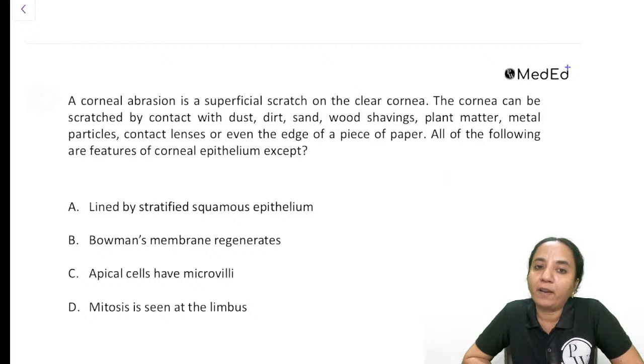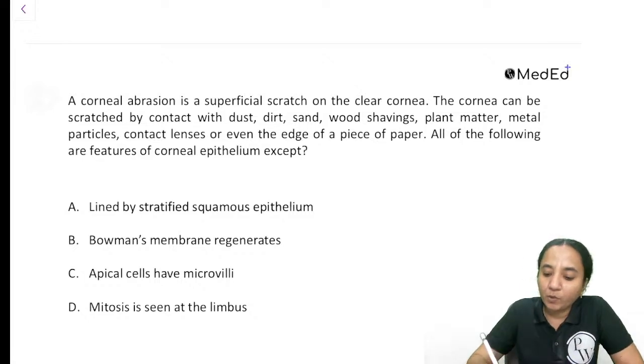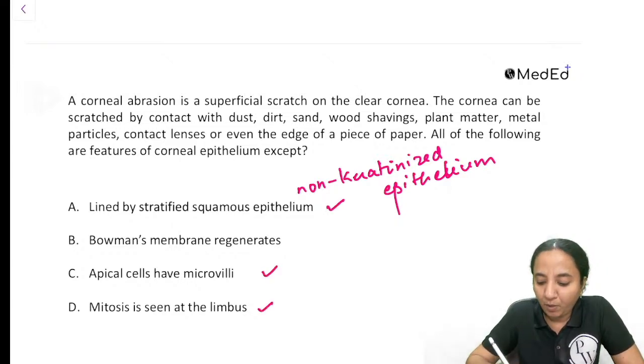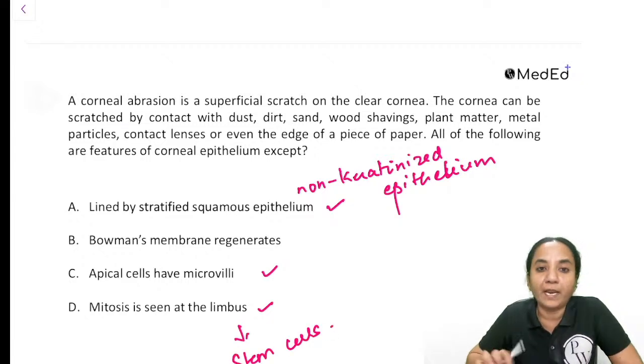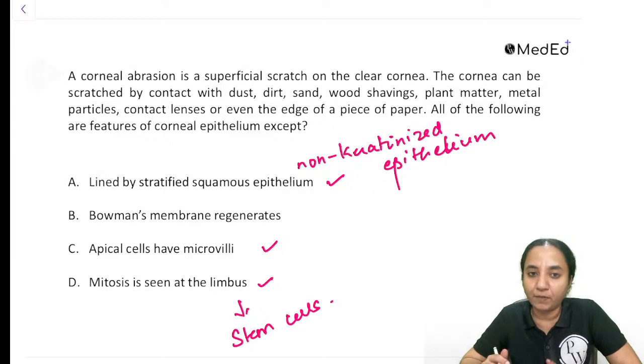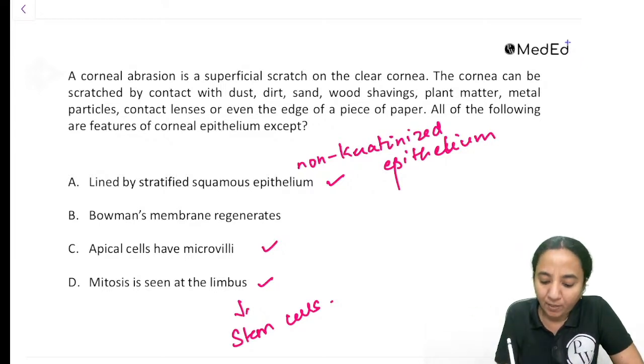It is lined by stratified squamous epithelium. Correct. It is stratified squamous, non-keratinized epithelium. So, this is right. The apical cells have microvilli. This is also correct. Mitotic activity is seen at the limbus. We know that the limbus has the stem cells, so obviously there will be a lot of mitotic activity at the limbus. So lined by stratified squamous non-keratinized epithelium, apical cells with microvilli, mitotic activity, all this is right. So what's wrong is this.